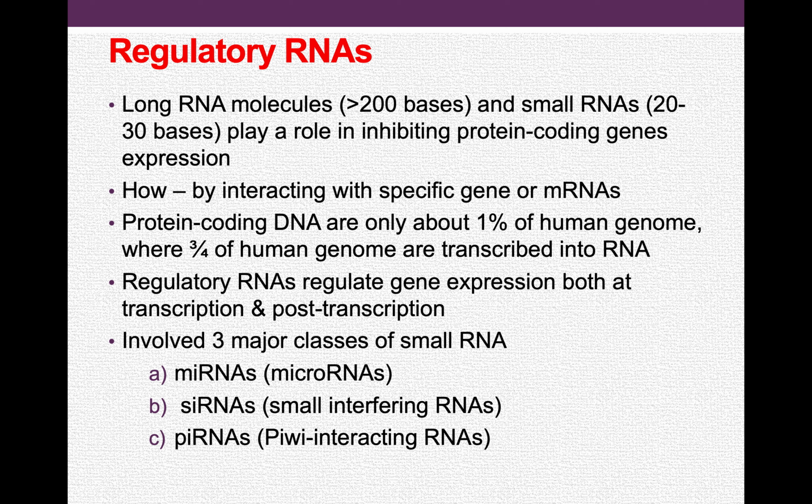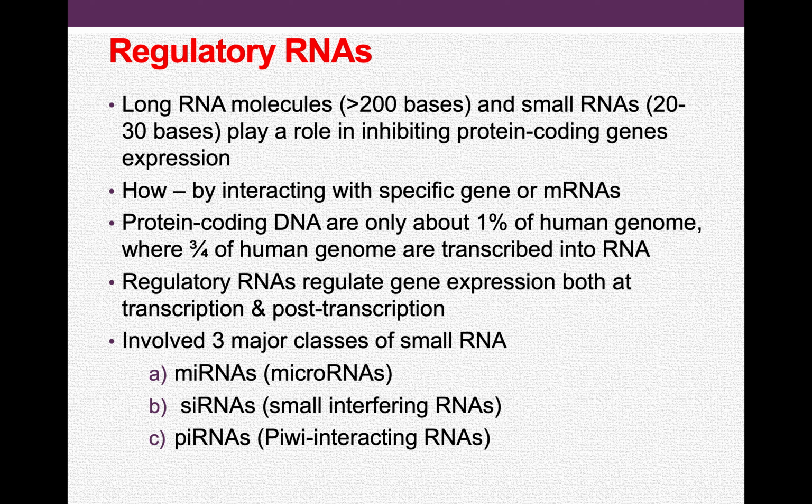So do you know that there are a lot of RNAs available apart from the mRNA and the snRNA that I was telling about? So we have long RNA molecules, more than 200 bases, and also small RNA molecules, about 20 to 30 bases, which of course play a role in inhibiting protein coding gene expression. So how do they do this? They basically interact with specific genes or mRNAs to perform a biological process.